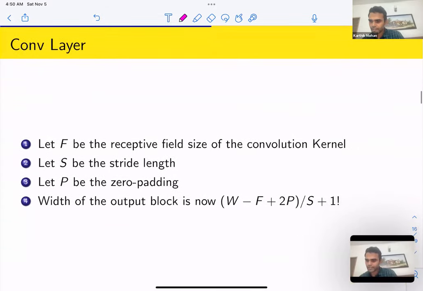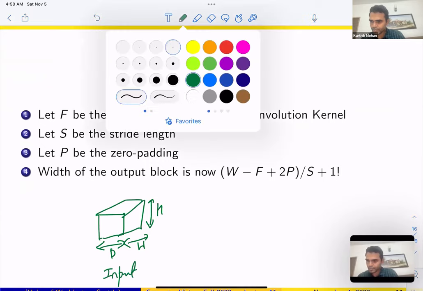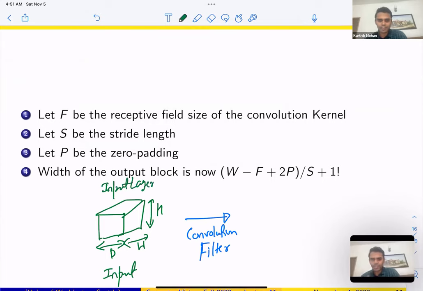So if you have f, s, and p, then I think a visual here will help. So if you have this, this is your depth, w, this is h, and this is your input. And then you do some convolution here. Let's call it filtering. I think that's better. I used layer in the past lecture, but it might be a little confusing because this is the input layer and you're doing something with the layer. So convolution filtering is maybe a better word than layer. And then you get something that's again another layer. Let me change how it looks, so maybe you have a higher depth.